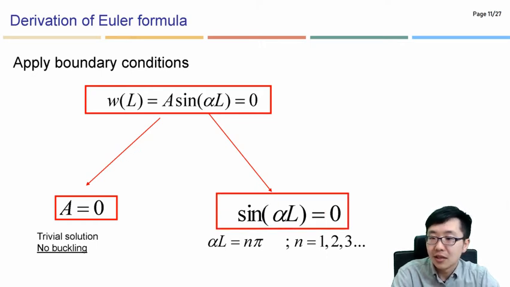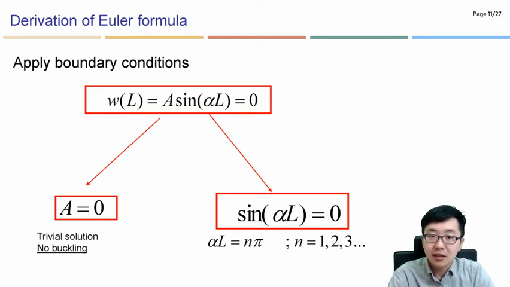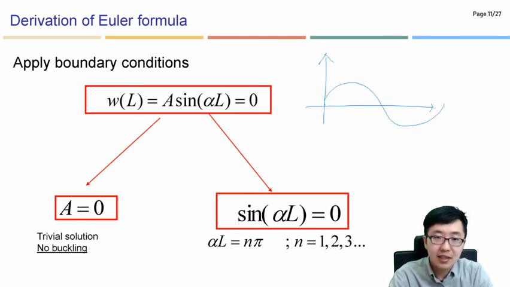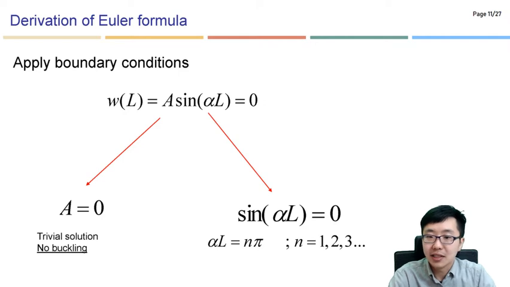So in this case, no buckling occurred, and in order to meet these conditions, we can think about the shape of the sine function like that. This is f of x equals sine x. So this is sine alpha L. So here, in order to meet 0, then here, there, and there. So that should be pi, 2 pi, 3 pi, something like that. Now you can understand it.